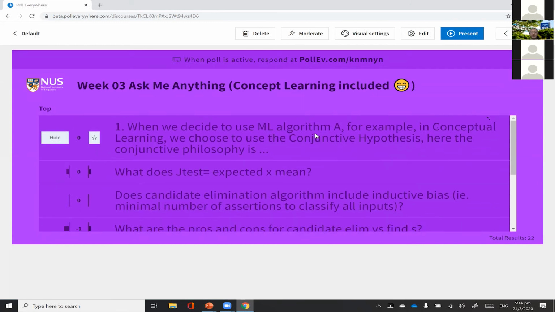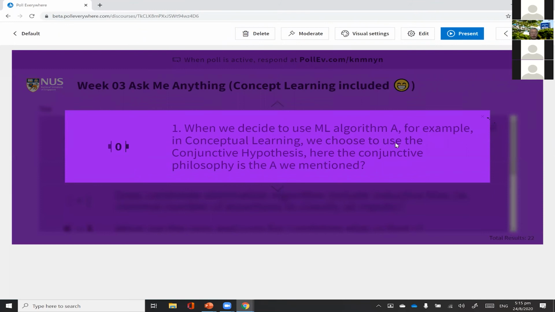When we decide to use an ML algorithm, whatever it is, like naive Bayes or whatever, we choose to use the conjunctive hypothesis. Here, the conjunctive philosophy is the A we mentioned. Yes, okay, I think I know what you mean. I'm saying here that when we are using an algorithm A, we're making some a priori assumptions about what type of concept, what form the concept has. So it is related to the hypothesis space, right?